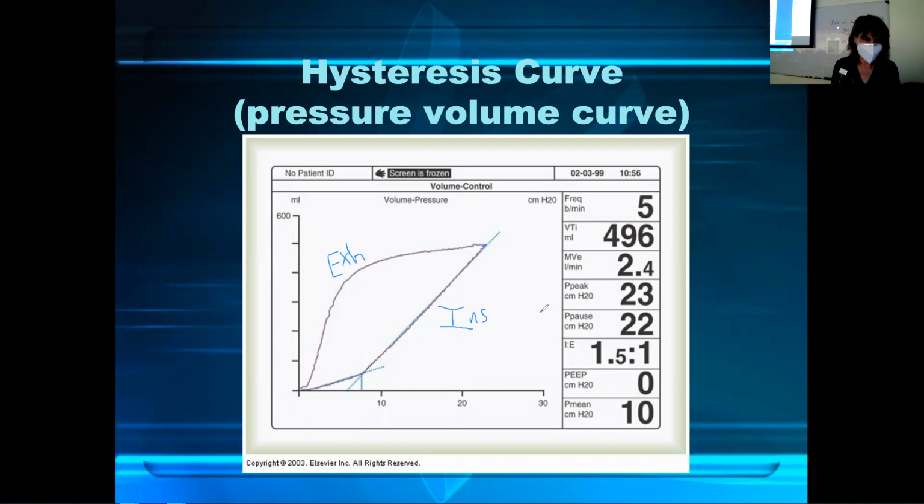It's hard to draw with a mouse. So that's the air coming back out of the lungs. What is the total amount of volume that went in? So you would look at the top part, come across and look at the volume. Wow, how did you do that? So around 500 mLs of volume was delivered to the lungs.